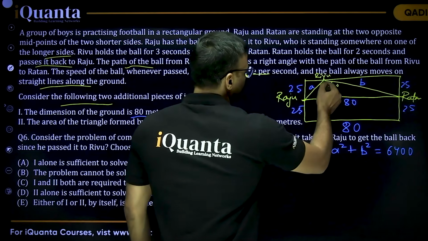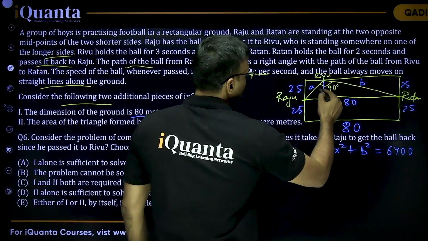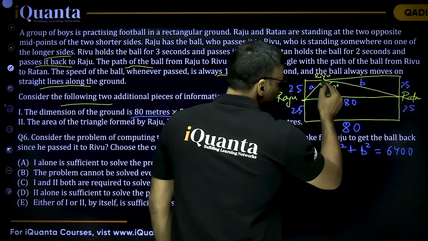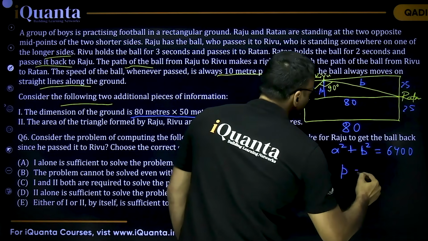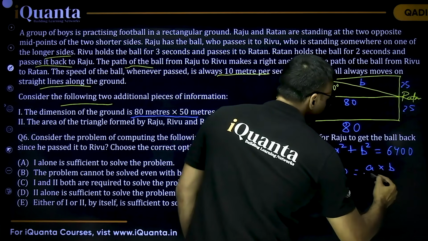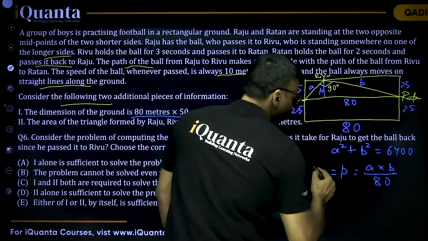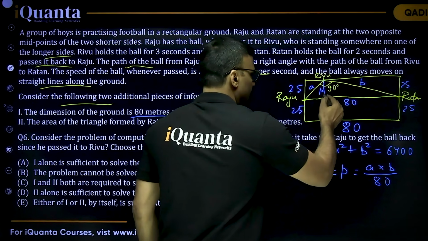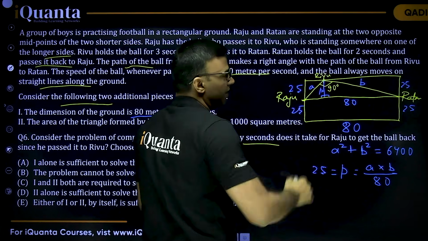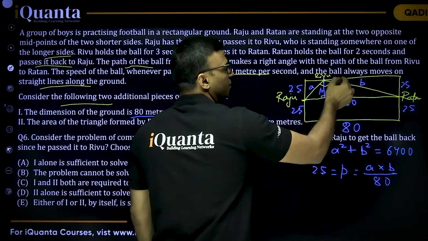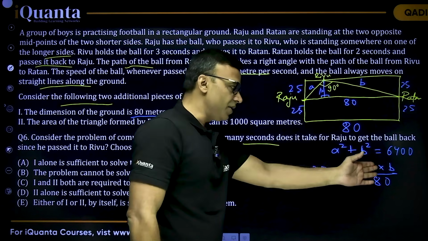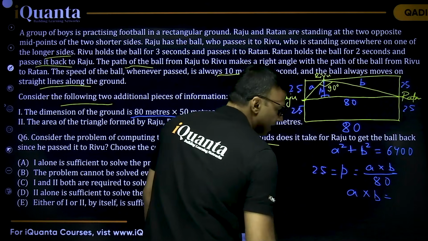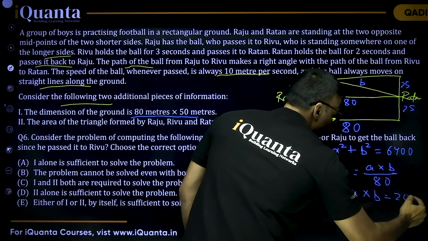If I drop a perpendicular from here, and if I call this length P, this P has to be equal to 25 first of all. And the second thing is, this is a perpendicular in a right angle triangle. So P should be equal to A into B divided by 80, and P should be equal to 25. The length of the perpendicular in a right angle triangle from the right angle to the hypotenuse is equal to the product of perpendicular sides divided by hypotenuse. Direct formula, so A into B by 80. So from here we get A into B equal to 80 into 25, that is 2000.